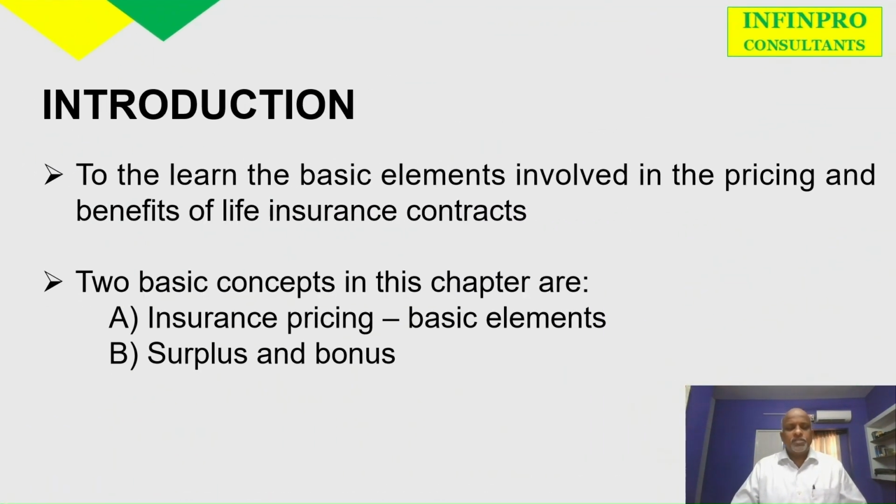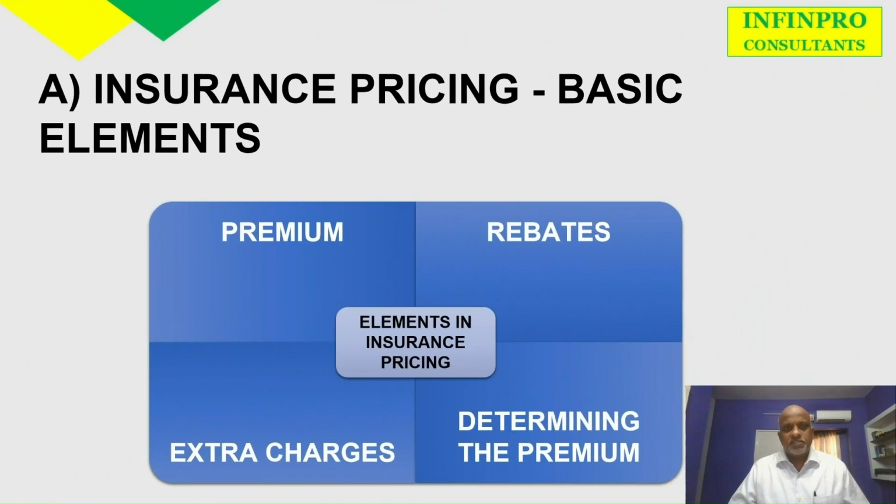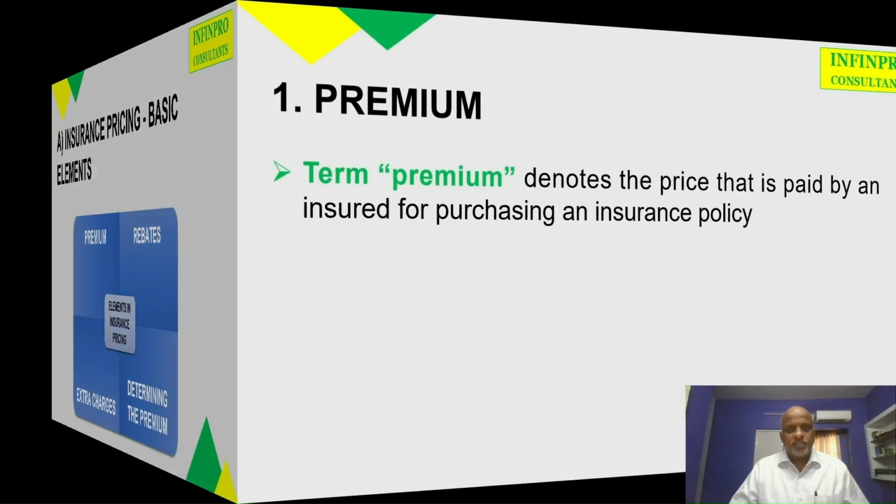So what are we going to discuss in this chapter? We would see it in two basic concepts. One is insurance pricing and then the surplus and bonus. So we will understand more about the pricing and surplus in this chapter. So let's go one after the other. The four basic elements of insurance pricing include premium, rebates, extra charges, and how we determine the premium given to the customer. So we will understand every element in specific. So let's start with premium.